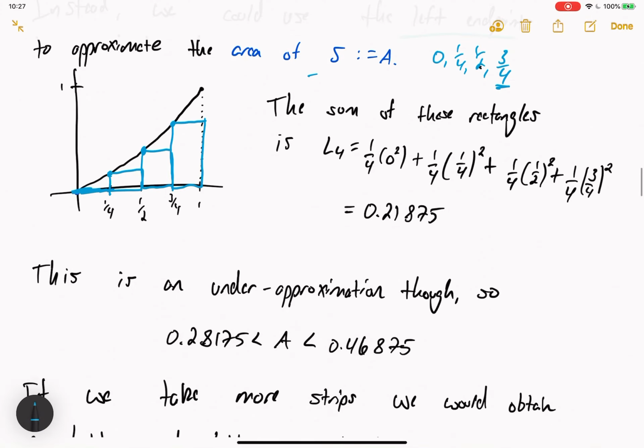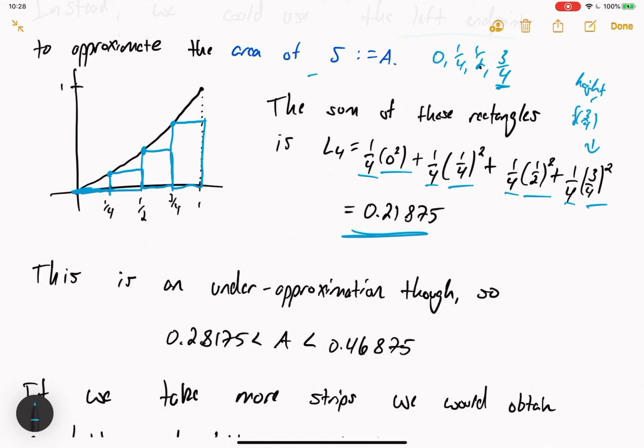The width was 1/4. All the widths are 1/4. And then the function values are the height. The points where you decide to sample the function are 0 squared, 1/4 squared, 1/2 squared, and 3/4 squared. And remember that these aren't numbers squared specifically. It's more that this is f of 3/4, and this was our height. So we add them all up together, and what we get is 0.21875.